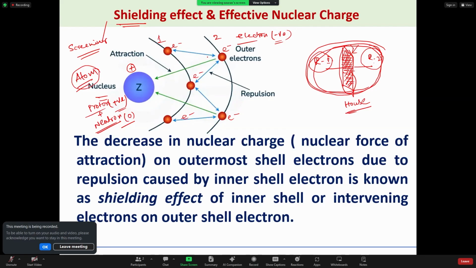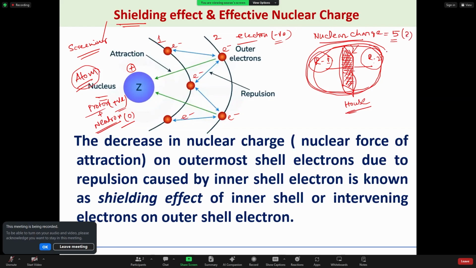So for that attraction, some amount of the charge will be felt by this electron. That is called the nuclear charge. But this nuclear charge will be for those atoms. If there are five electrons, the nuclear charge will be five. But due to the presence of these three electrons, some amount of this charge will be increased or some amount of the charge will be decreased on the outer shell electrons.